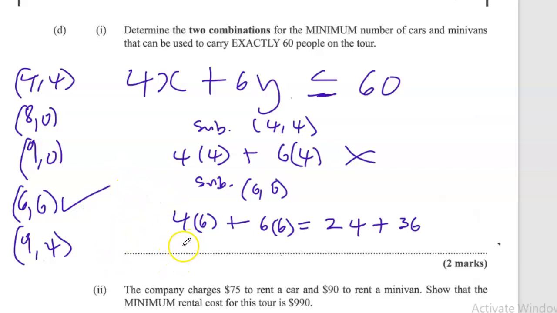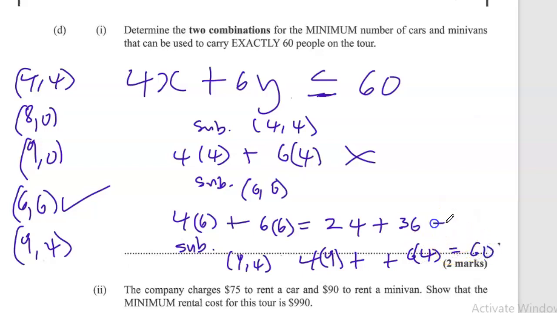And let's try 9, 4. If we try 9, 4, we will have 4 times 9, which is, what's 4 times 9? 36 plus 6 times 4, 36 and 24, again we'll get exactly 60. So these combinations give us 60.